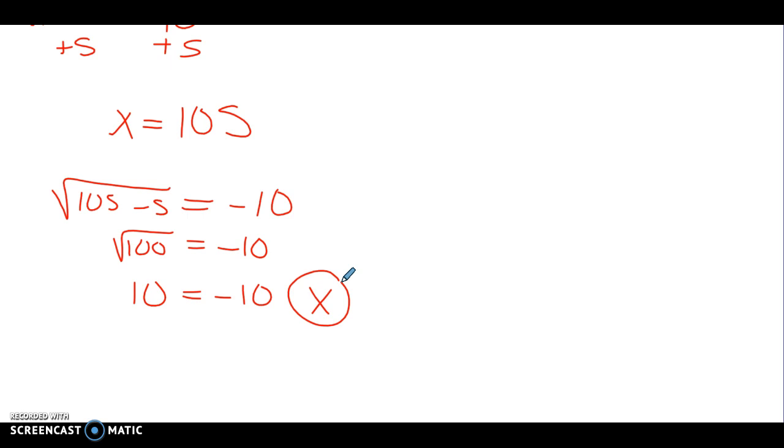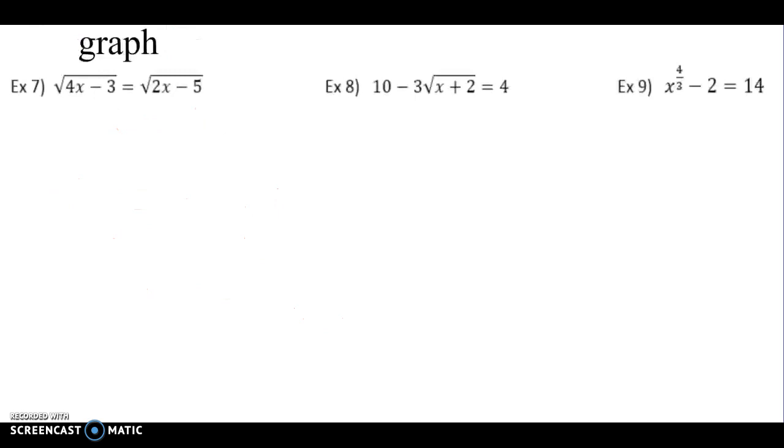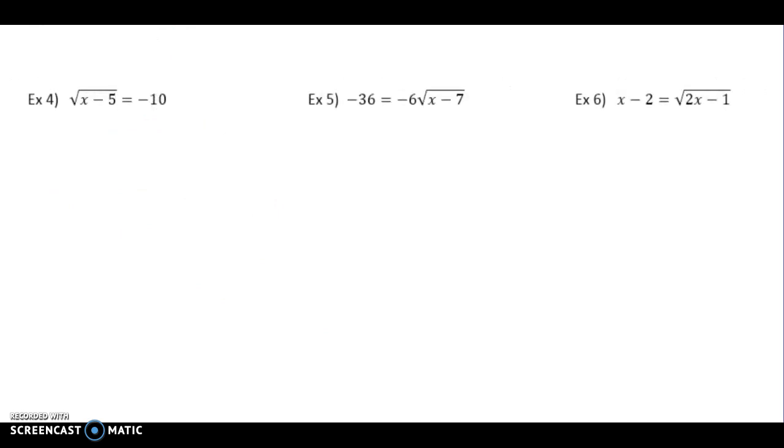Next one I'm going to do is number 6. Number 6, you should have gotten 2 answers. How many of you got 2 answers? You should have gotten 5 and 1, but 1 doesn't work, and you'll see why. So the only answer is actually x equals 5. So let's now see how that's the case.